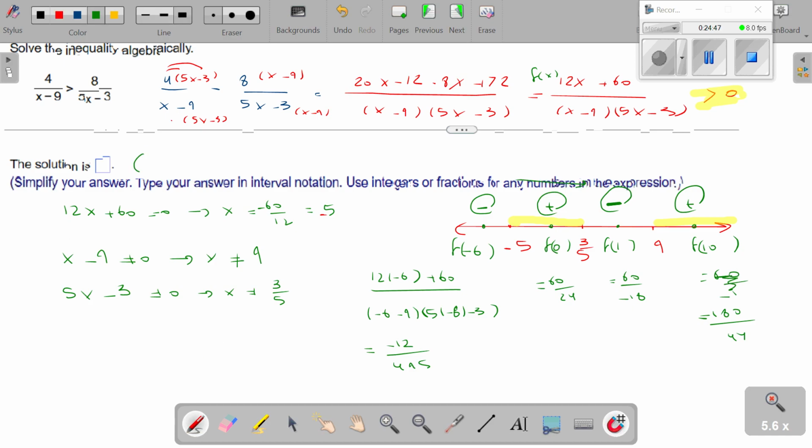From here to here will be from negative 5 to 3 over 5. And I put parentheses because I have only greater than 0, not equal. And the second part will be 9 to infinity. Since it's asking us to write interval notation, we have to use a union sign between them.